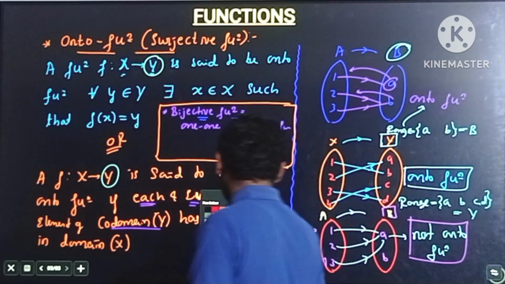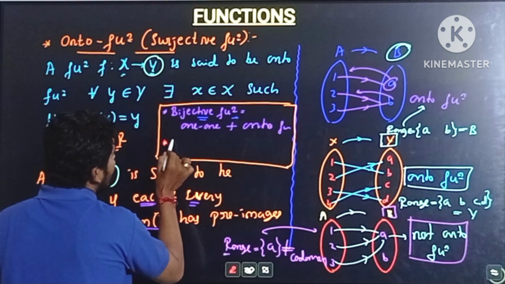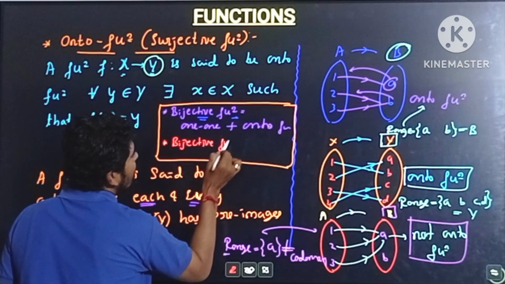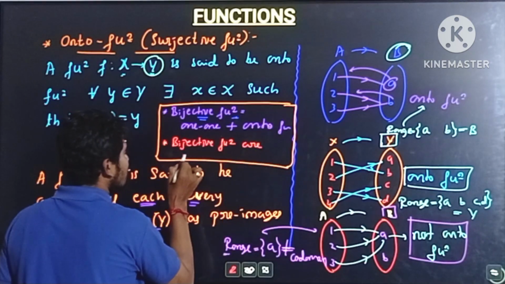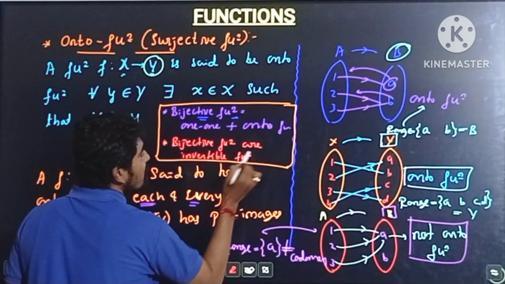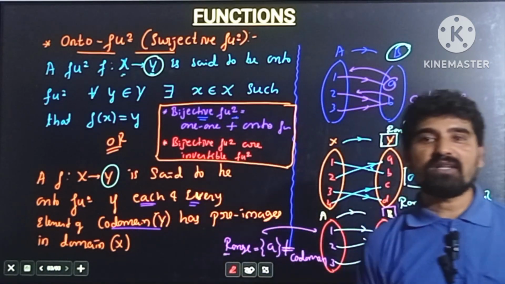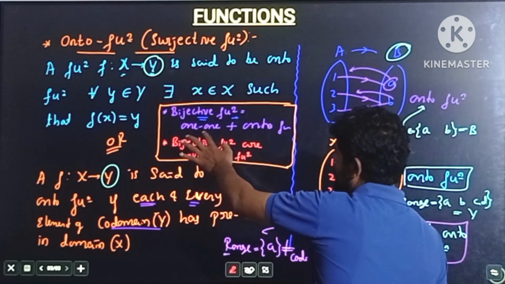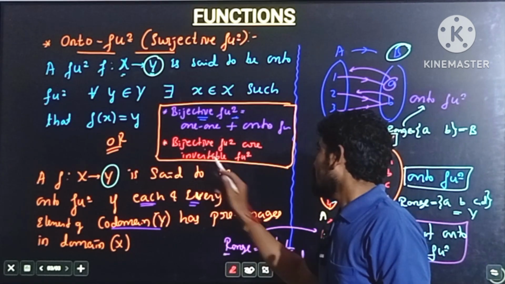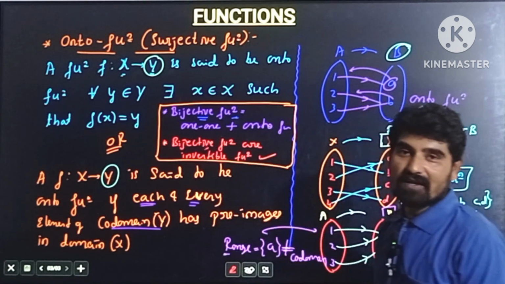And also you need to remember one more point here. So you must and should remember this: bijective functions are invertible functions. Invertible functions means the functions which have inverses. So bijective functions always have inverses. The functions which are one to one and onto are known as bijective functions, and the functions which are bijective must have inverses. That's why bijective functions are known as invertible functions.